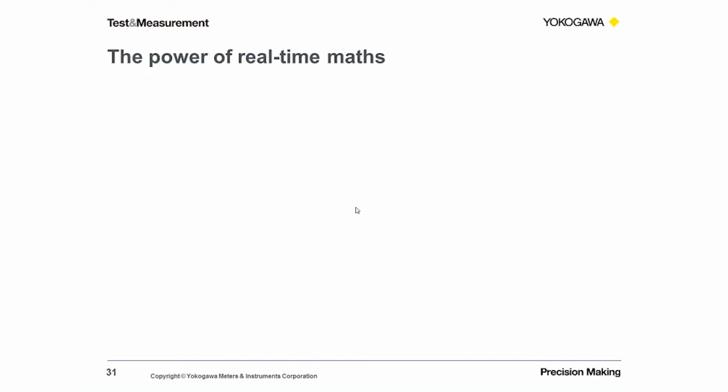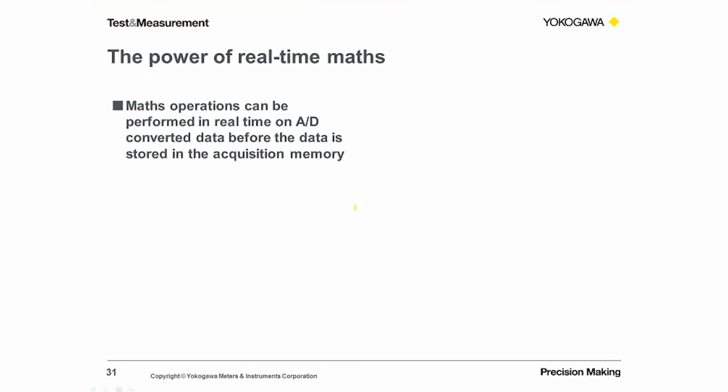Essentially what happens is maths operations are performed in real time. This is done before that data is put into the acquisition memory. There can be a small time delay, of course, because real time is as much a concept as a practicality. So there can be a small delay in practice. But to all intents and purposes, it will appear before, while the acquisition is in progress.